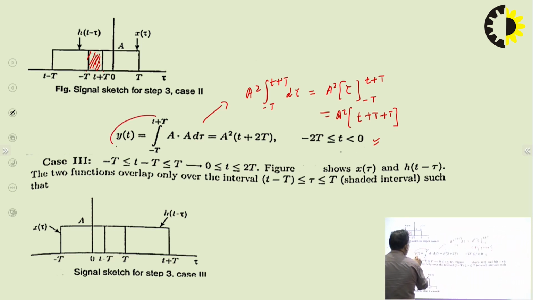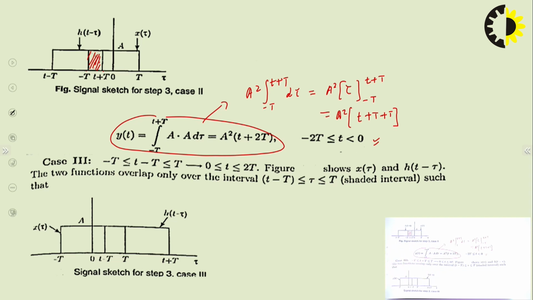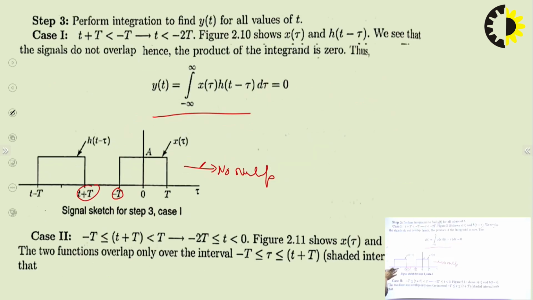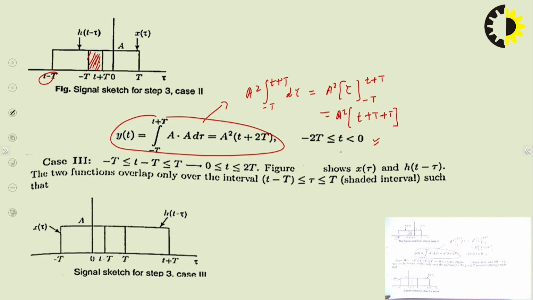Now the next case will be the case when this t minus T will be lying between minus T and T. As we are entering our rectangle in this direction, this situation will occur, where t minus T will be lying between minus T and T. So this is case number 3.